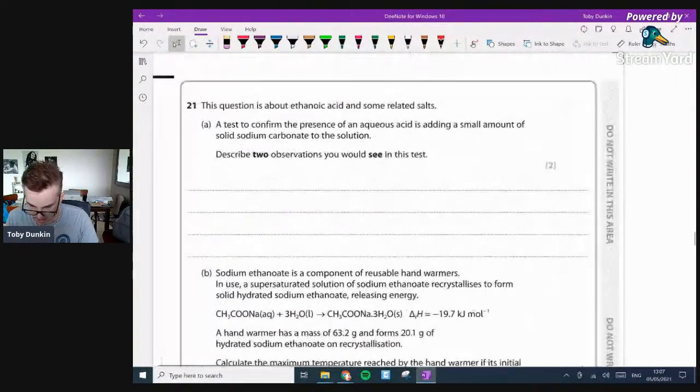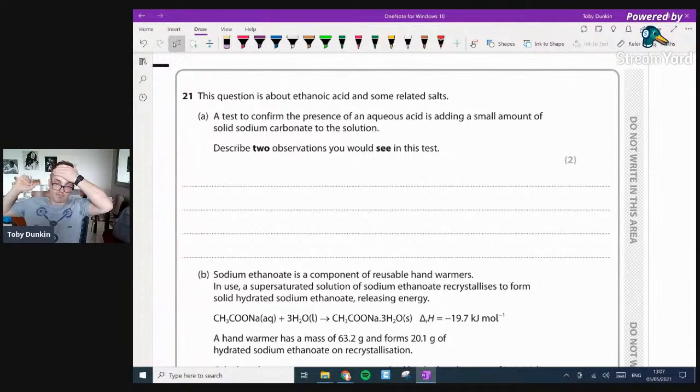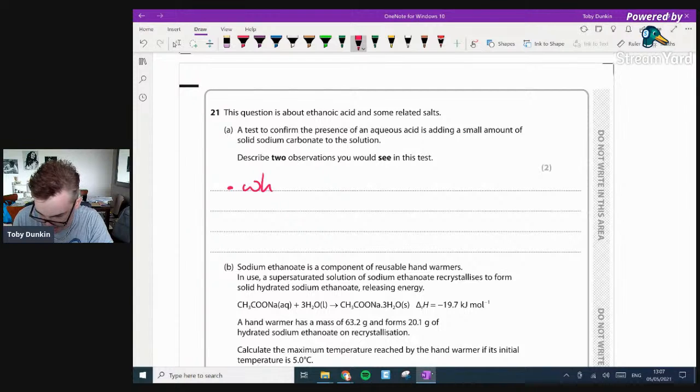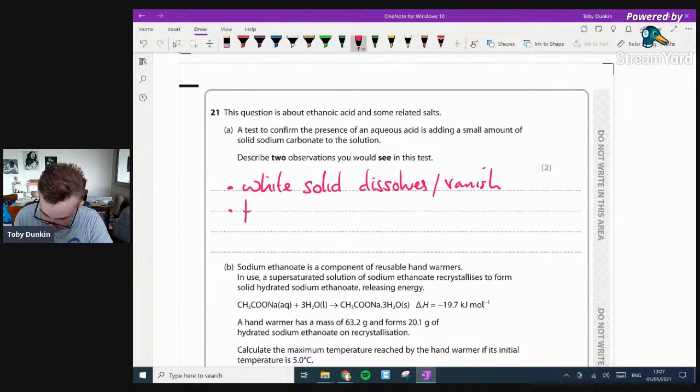Nice. This question is about ethanoic acid and some related salts. A test to confirm the presence of an aqueous acid is added to a small amount of solid sodium carbonate. Describe 2 observations. Okay, white solid vanishes, white solid dissolves. And it will fizz. Fizzing. Done. Nice and easy.